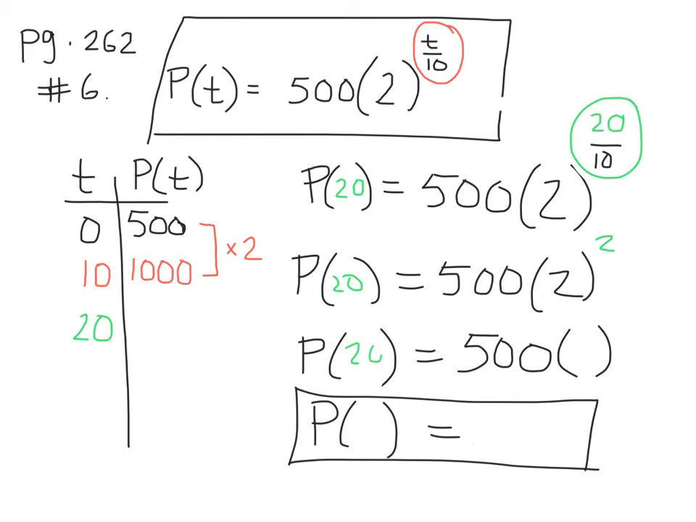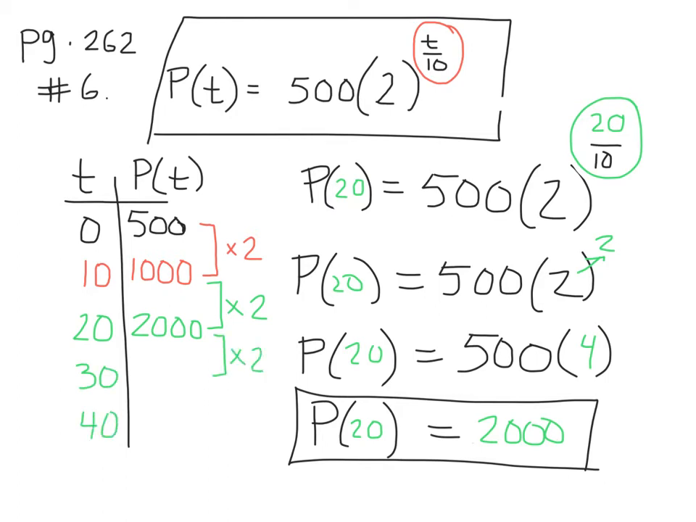So when I plug in a 20, I get 2 squared, which is 4. And then obviously 500 times 4 is 2,000. So that looks great. See, after another 10 minutes, this thing doubled to become 2,000. I mean, you can carry this on, but you should understand that after every 10 minutes, the previous number is doubled. That's what exponential functions are.